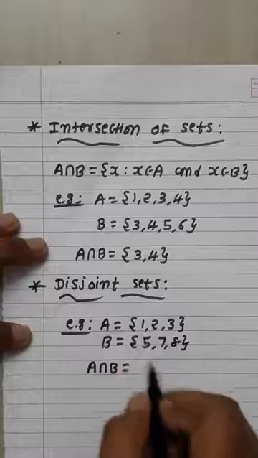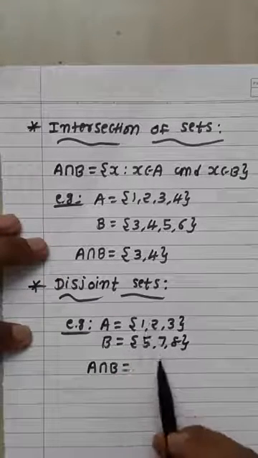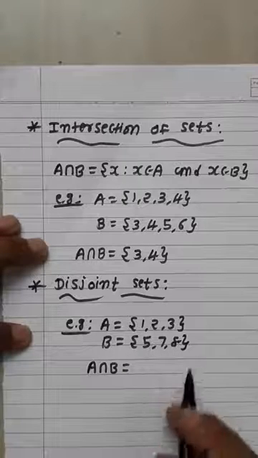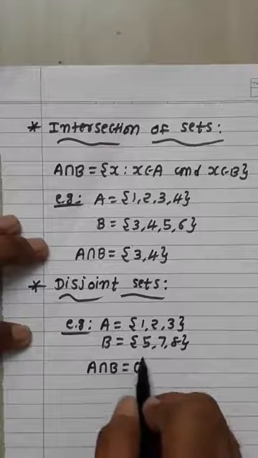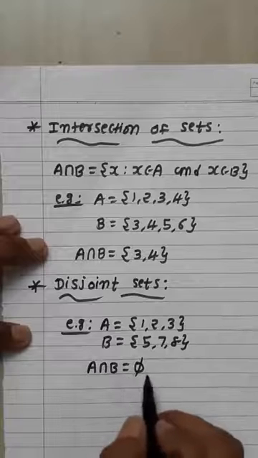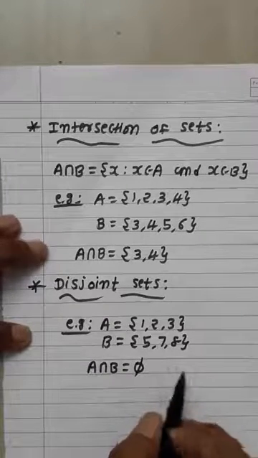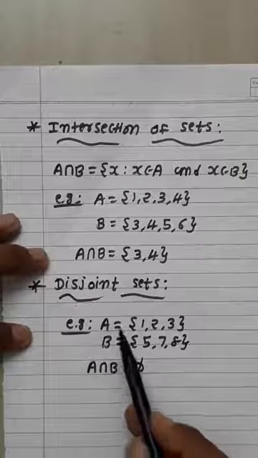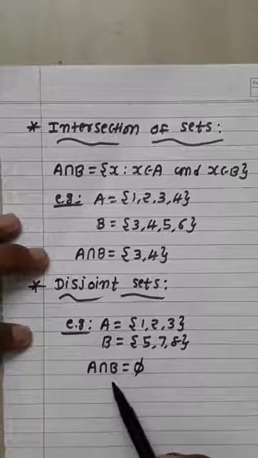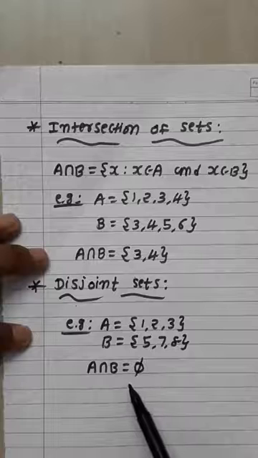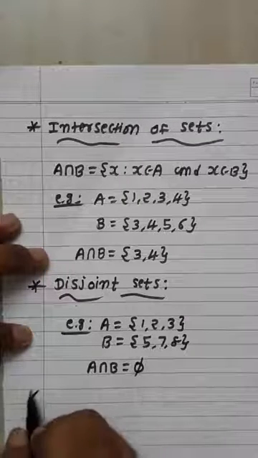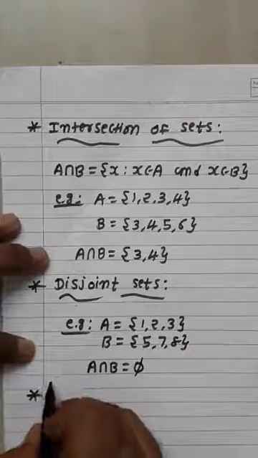So here there is no element in the intersection, that means no common element is present in both the sets. So in this situation we can write A intersection B is equal to null set or empty set. So disjoint set, that means two sets A and B are present and no common element is present in these sets, which is called the disjoint of the set. Now next one, difference of a set.